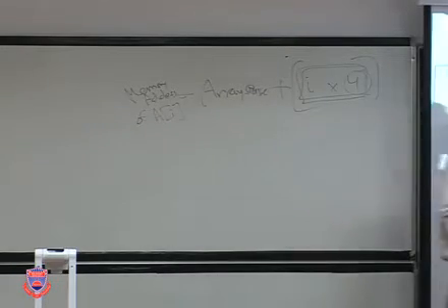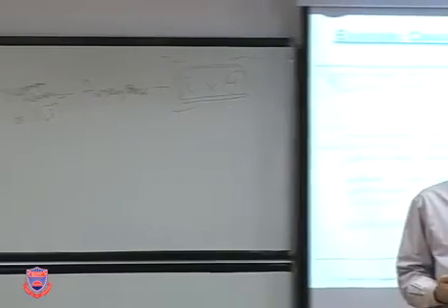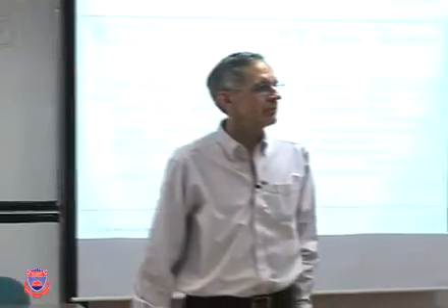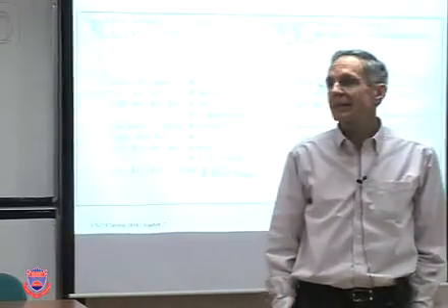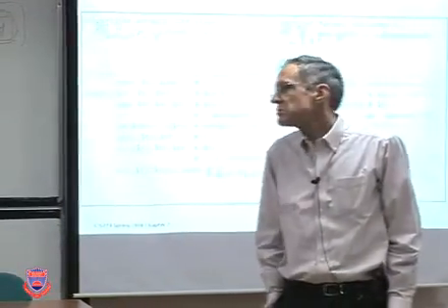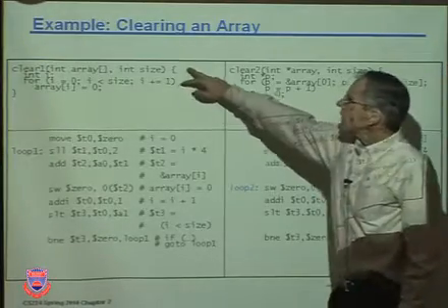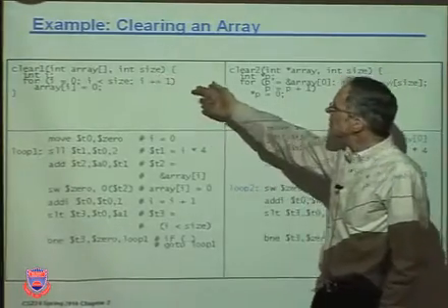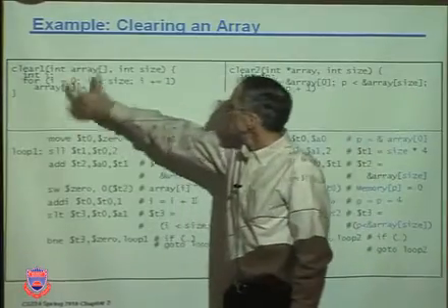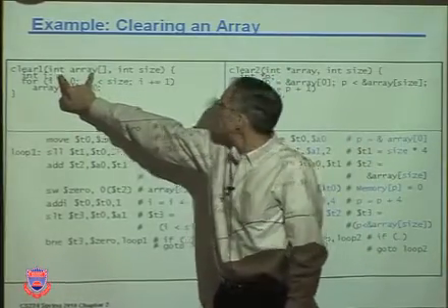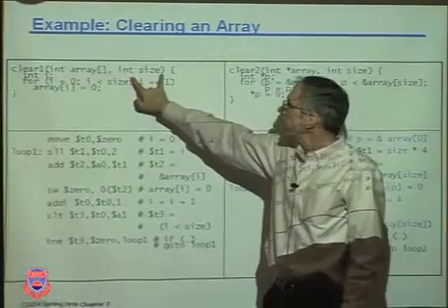Now, let's say that our task is a very simple task. We want to clear out the values of an array and make them all to be 0. Clearing an array. Let's say that we have something like that. So the array code would look like this. Clear 1, where you're given the base address of the array and the size of the array.